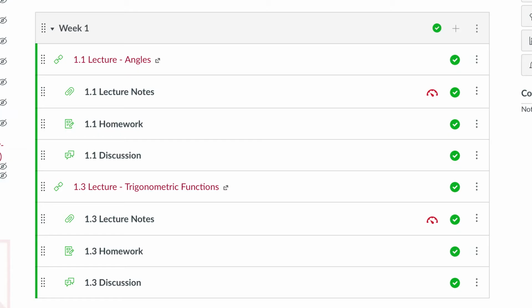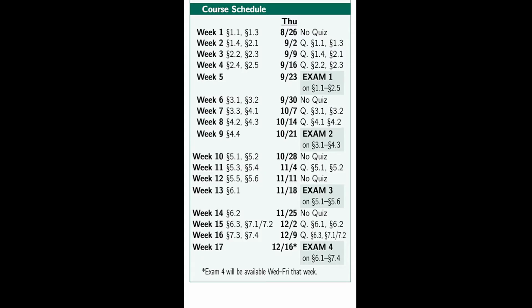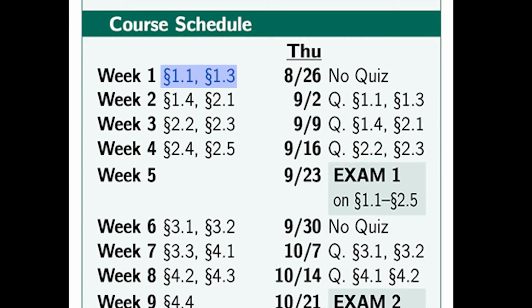Each module contains everything you need for that week. It has links to the lecture videos, the homework assignments, and to a discussion on each section where you can ask questions or discuss topics. Within most weekly modules, there will be a link to a quiz or an exam. Week 1 is special in that there's no quiz due this week, but it doesn't mean you won't get quizzed on this content. Remember, content from a given week gets assessed the following week, so the quiz assessing these sections will appear within week 2's module, and so on.